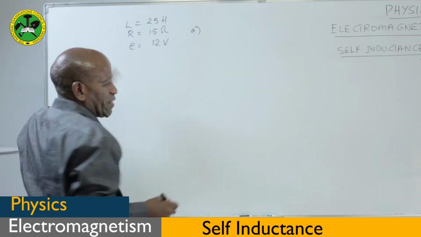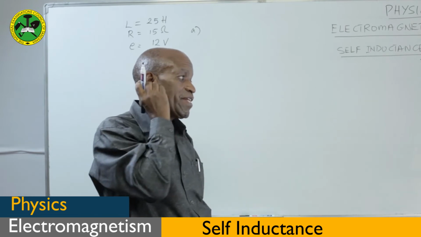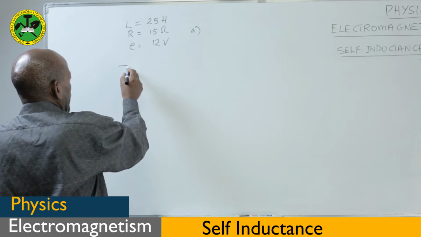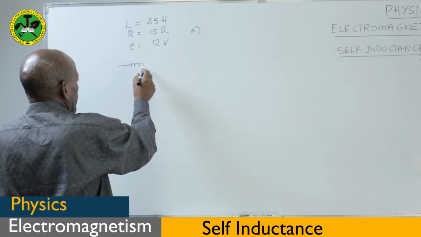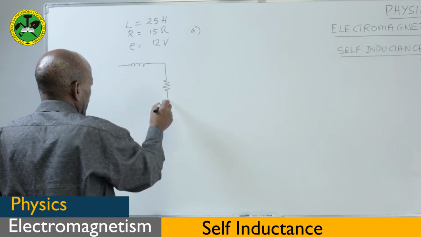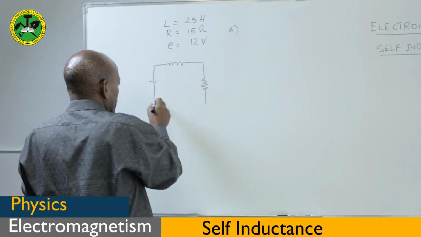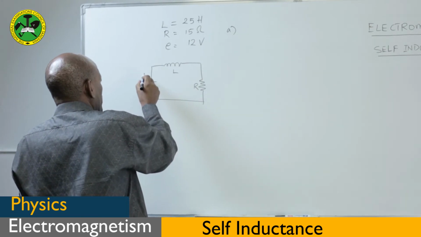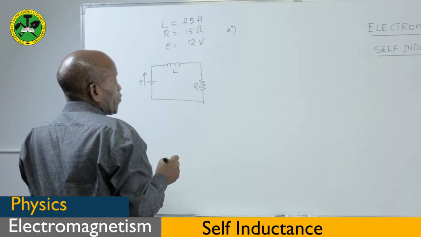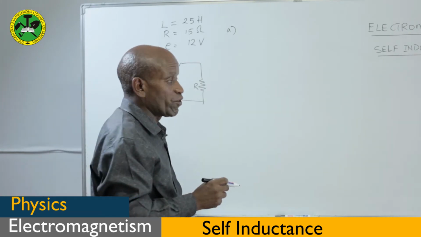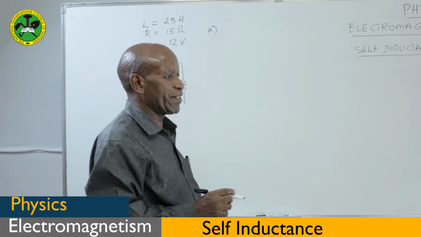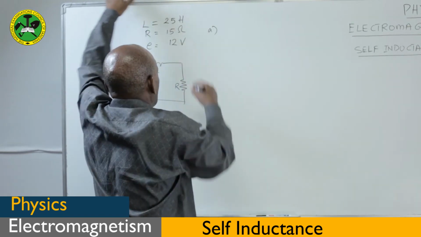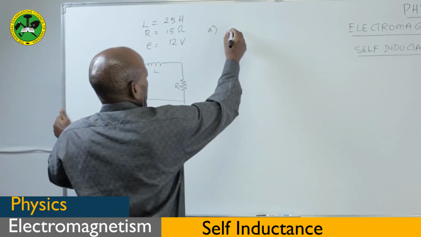So to determine the rate of change of the current immediately after closing the switch, here you have to know that we are talking about an inductor and a resistor connected to a battery. So this could be a resistor, this could be an inductor, and this could be a battery producing an EMF. From Kirchhoff's law, whenever we want to determine the rate of change of the current immediately after closing the switch, we need to look at Kirchhoff's law for this particular circuit.